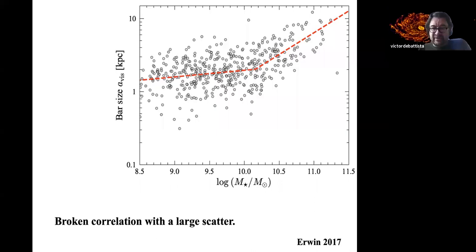And there's an additional experiment that suggests strongly that that's what's going on. First, the sizes of bars depend relatively flatly on the mass of the galaxy below a certain mass, a mass that is roughly the mass of the Milky Way. Not quite, but a little bit below. And then it increases as a power law. Notice that this is a log scale.